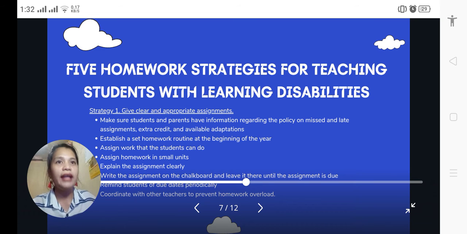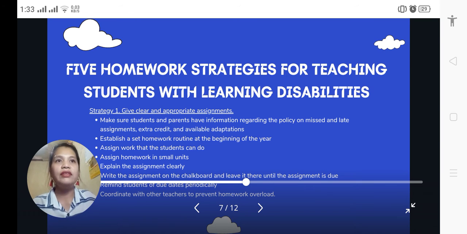So number 1, make sure students and parents have information regarding the policy on missed and late assignments, extra credit, and available adaptations. So it is under the parents and teachers monitoring. So we should not forget that parents' involvement is very important. It is very important also to repeat it always.